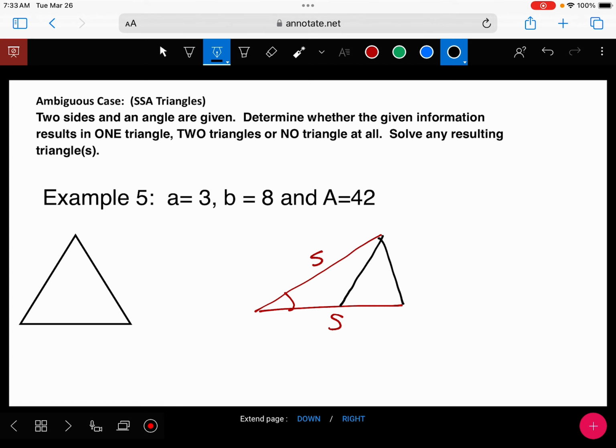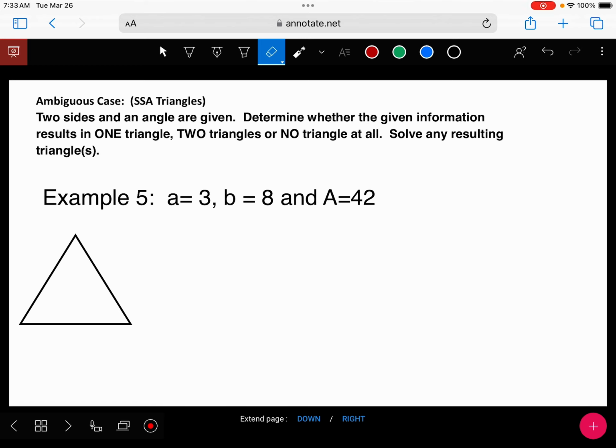So let's go ahead and start working through it. When it is the ambiguous case where you have two sides and an angle, sometimes you have to solve two separate triangles, okay? So let's look at this example here. Let's label our triangle as we always do. We'll say it's triangle ABC. They didn't tell us the third letter, but we'll say it's ABC. Let's label our sides. So I know little a is 3, and I know little b is 8, and I know angle A is 42.